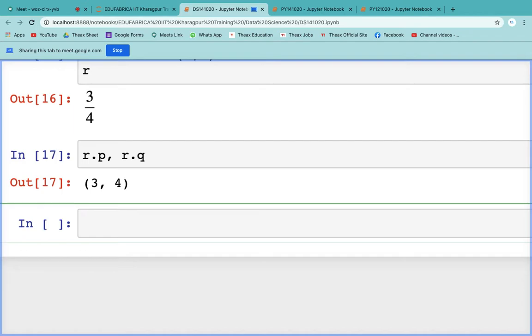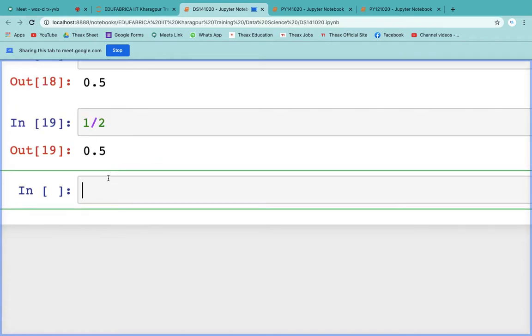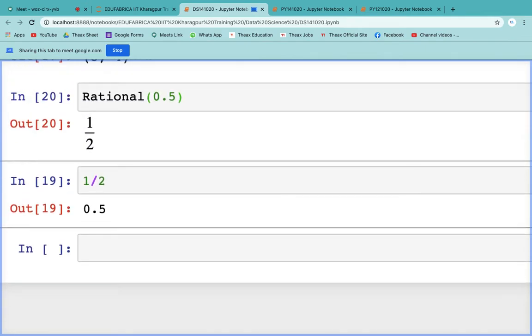Sometimes what happens when you get a floating number and that is passed to a rational function, right? If I say I get 0.5, that is 1 by 2, basically. If I say rational of 0.5, then I get 1 by 2, basically, right?